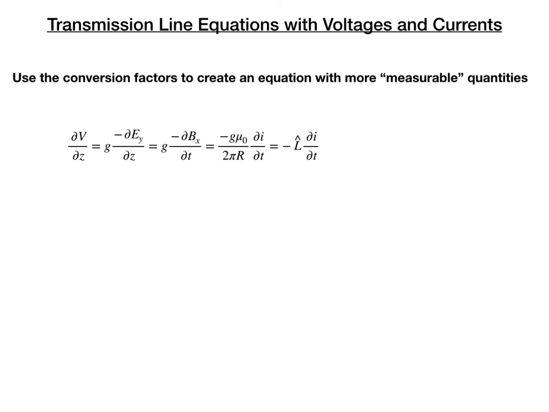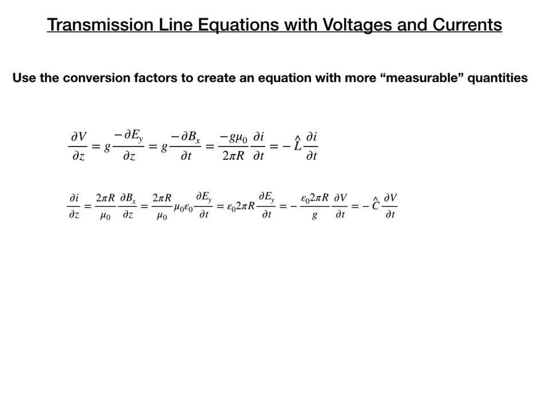Now we have the second equation, the derivative of the current with respect to propagation direction z. We use the same equation between the current and the magnetic field and the same connection. And using the relation between the magnetic and the electric field that we got before from the Maxwell equation, we do some massaging of the equation and get that the change in the current with respect to propagation direction is negative the capacitance per unit length times the change in voltage with respect to time.